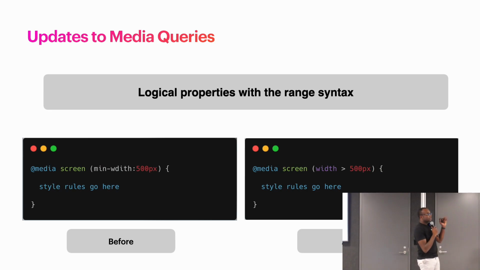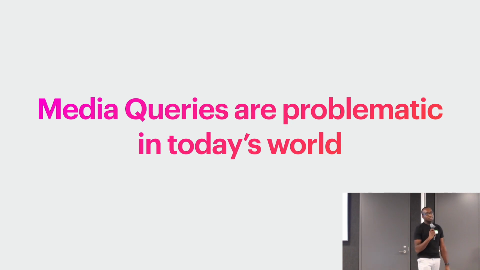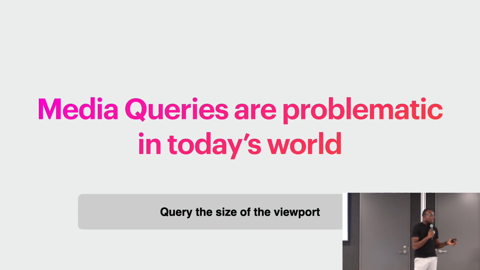So previously we talked about the updates to media queries and how they support logical properties with the range syntax. Before, this is how we would write them, and then after, we can write them like this now. But media queries themselves are problematic in today's world, because we use media queries to really query for the size of the viewport. But the thing is, we aren't building for the viewport anymore.